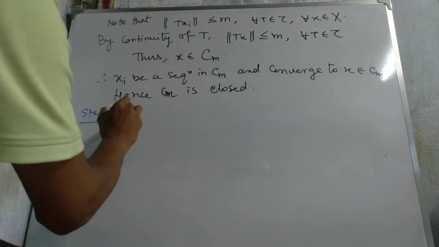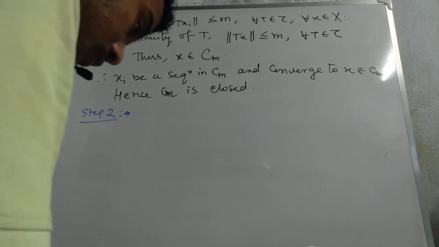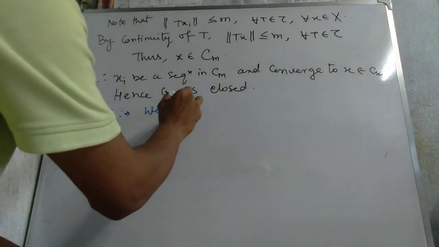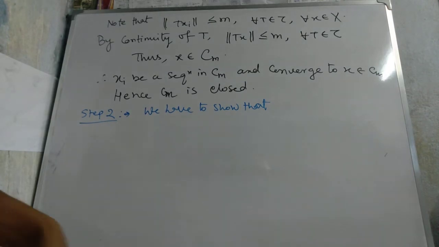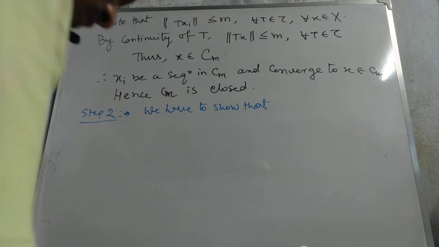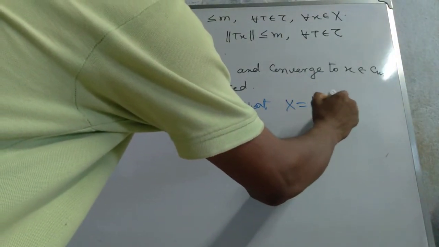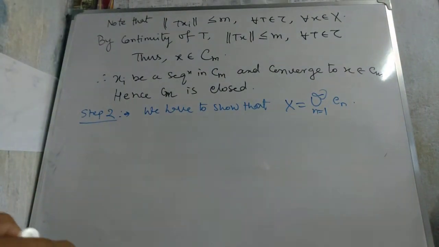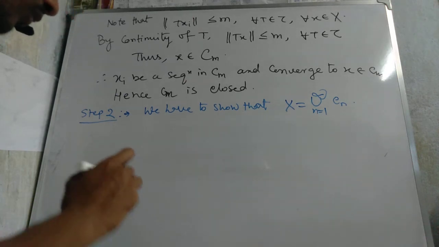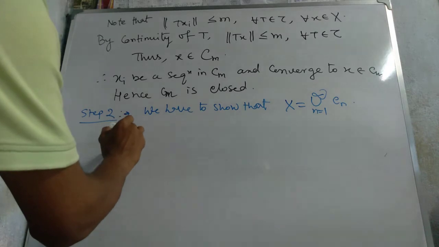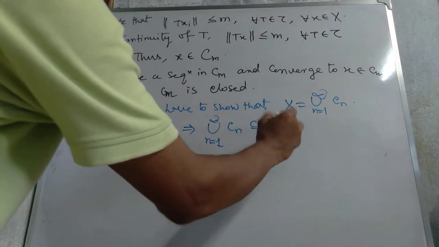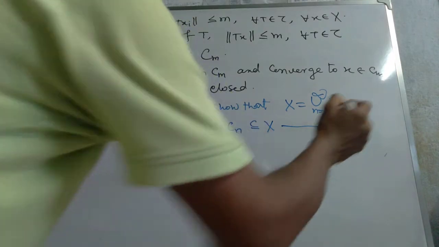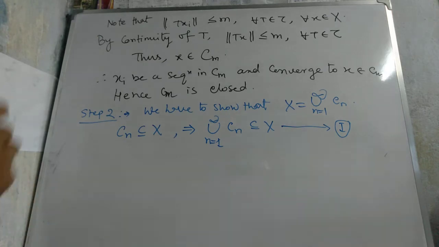Step 2. We have to show that X equals the union of n equal to 1 to infinity Cn. How do we do it? We know that Cn is a subset of X. This implies the union of n equal to 1 to infinity Cn is a subset of X. This one first. Next we show the converse.